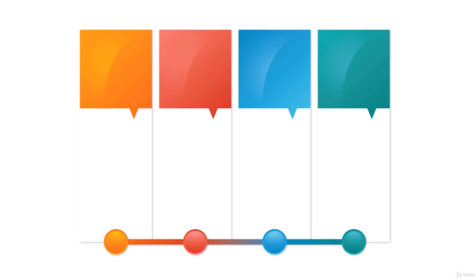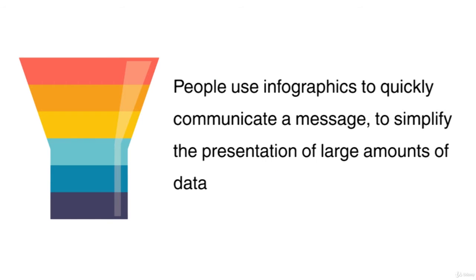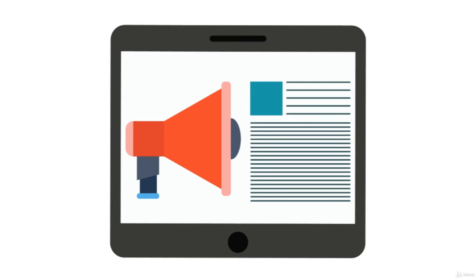An infographic is a representation of information in a graphic format, designed to make the data easy to understand at a glance. People use infographics to quickly communicate a message, to simplify the presentation of large amounts of data, to see data patterns and relationships, and to monitor changes in variables over time.